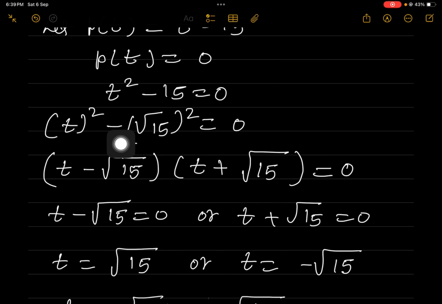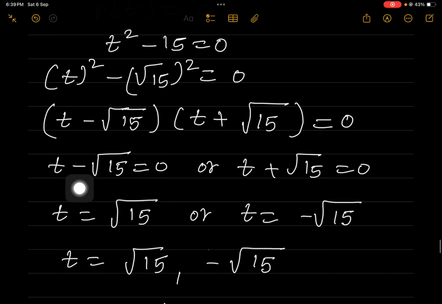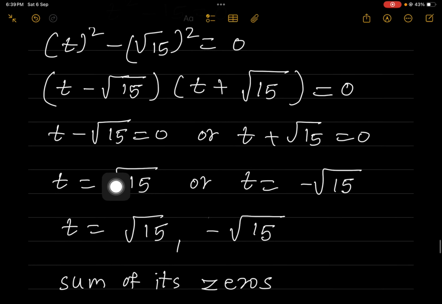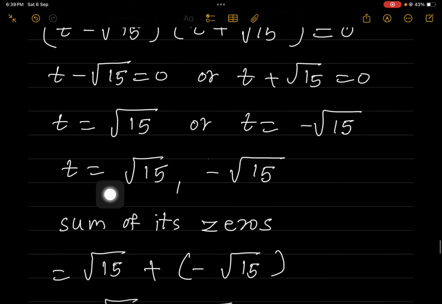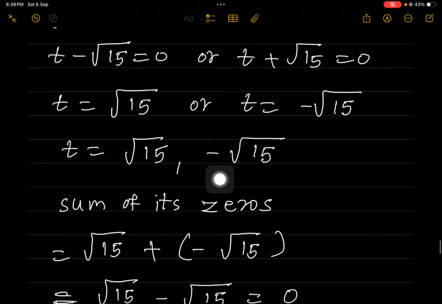So we are using the identity a square minus b square equals a minus b in one bracket, a plus b in another bracket. So t minus root 15 in one bracket, t plus root 15 in another bracket equals 0. So t minus root 15 equals 0 or t plus root 15 equals 0. T equals root 15 or t equals minus root 15. So we got the two zeros, root 15 and minus root 15.